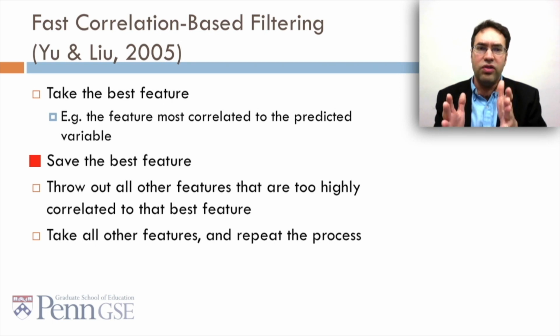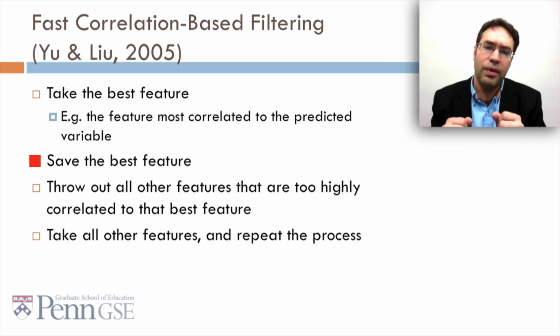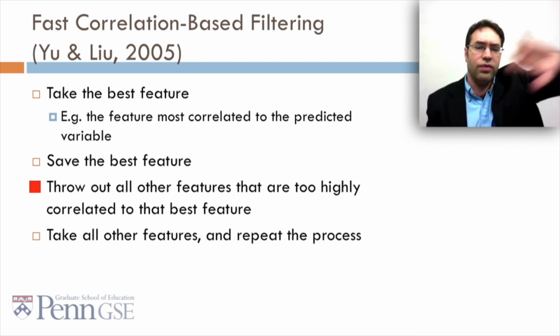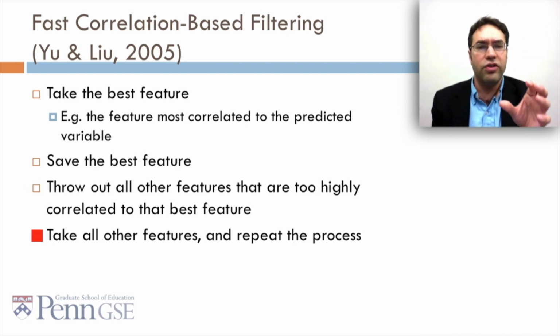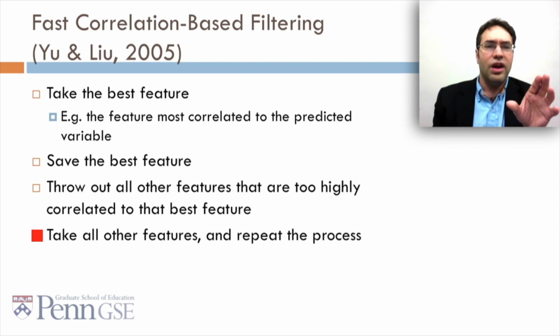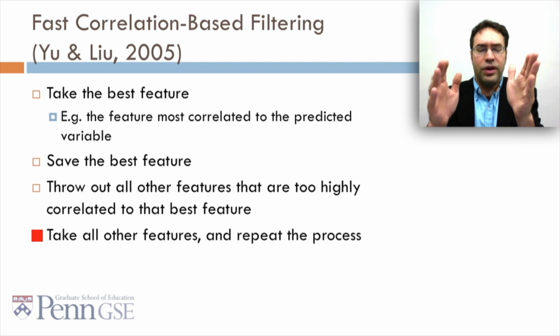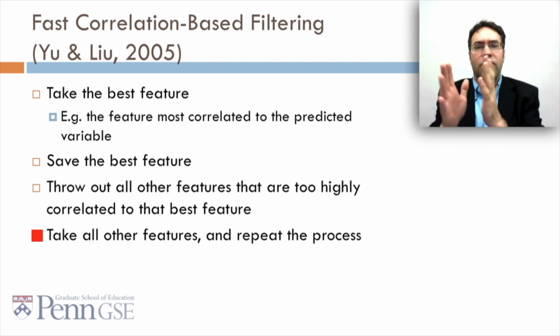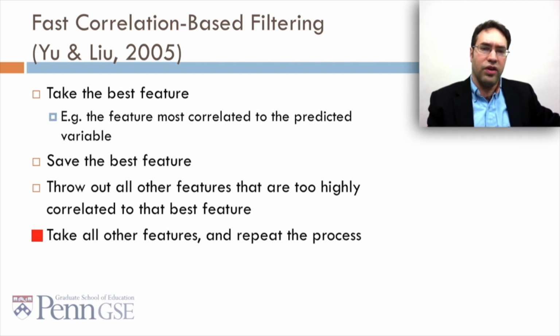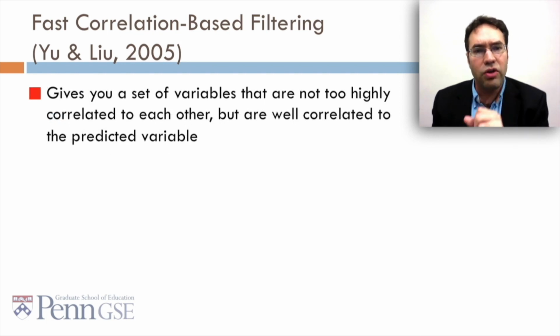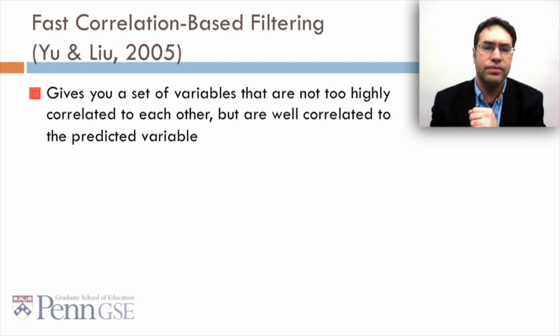Then you're going to take each of the features and look at how highly they correlate to that best feature. Anything that correlates to that best feature above your threshold, you're going to throw it out. Then you take all the features that remain, not the best feature, and not the ones that correlate too much to the best feature, and you repeat the process in them. You take the second best feature, and then you throw out everything that correlates too well to that second best feature. This gives you a set of variables that aren't too highly correlated to each other, but are well correlated to the predicted variable, or at least relatively well correlated to the predicted variable.